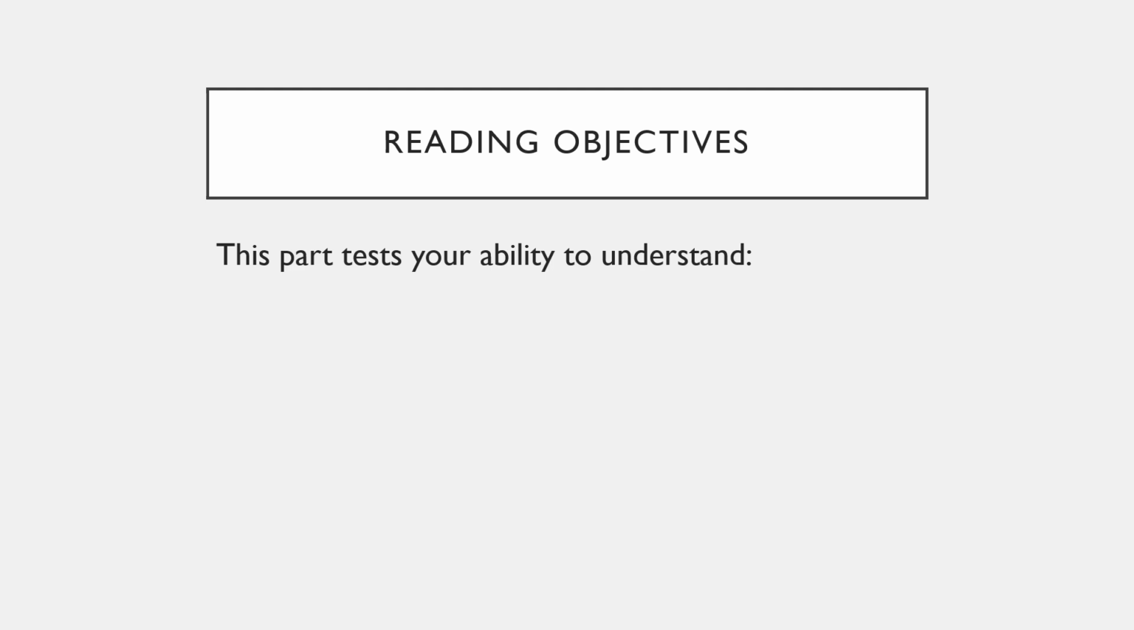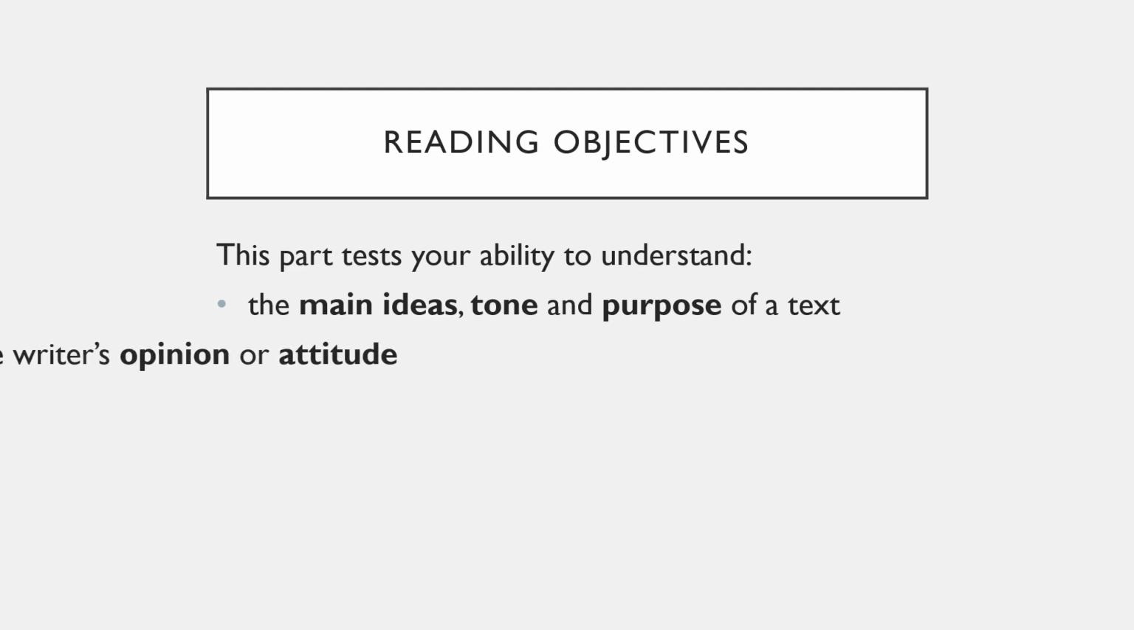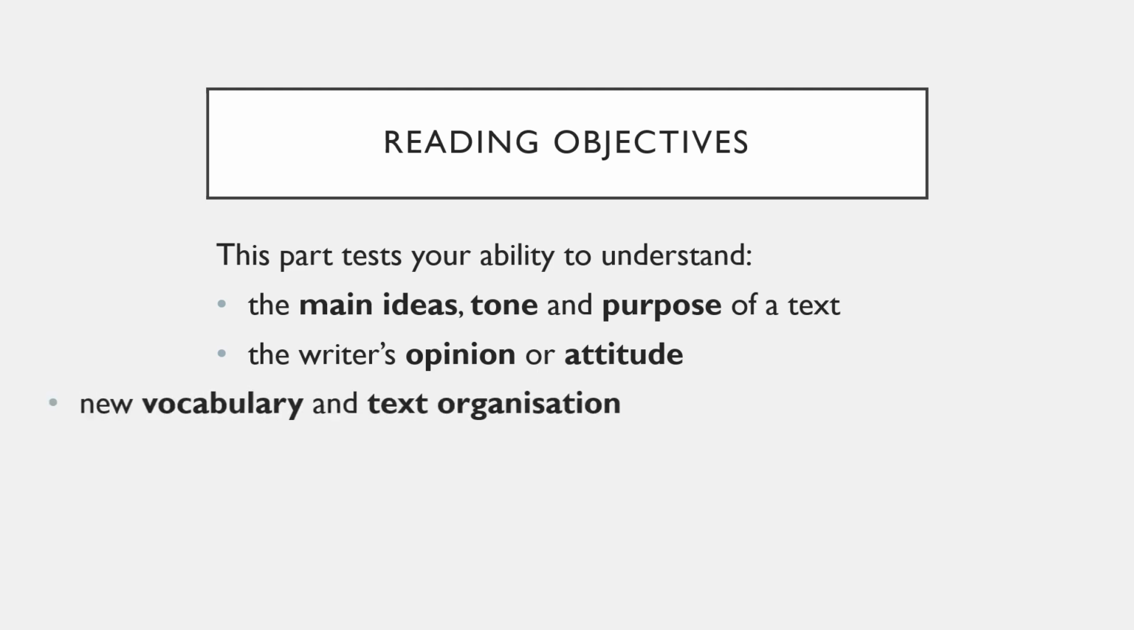So what are you being examined on in Part 5? Well, firstly, this part of the exam tests your ability to understand the main ideas, tone and purpose of a text. It also tests whether you're able to understand the writer's opinion. Finally, you're tested on how you cope with new vocabulary and understand the organisation of a text.